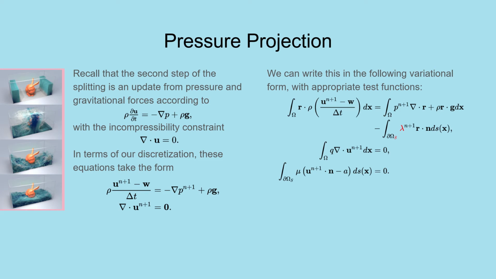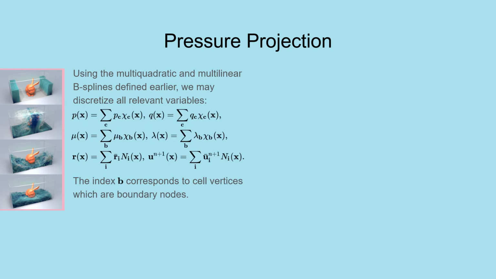Physically, this Lagrange multiplier represents the external pressure we must apply on ∂Ω_s in order to satisfy the normal velocity condition u · n = a. As for the test functions, we will require that these integral equations hold for arbitrary r, q, and μ. We have already discussed the discretization of pressure and velocity.